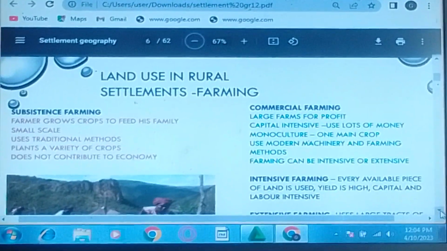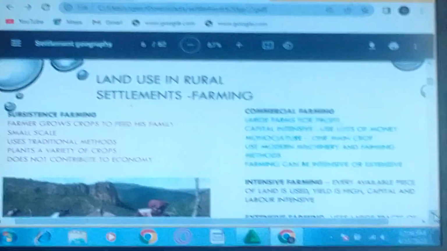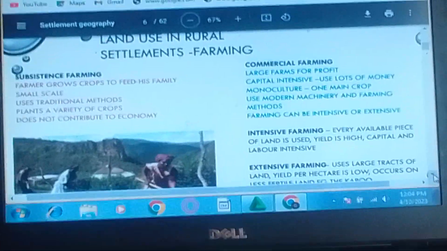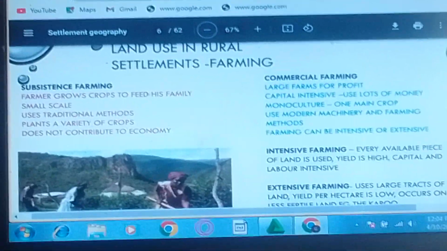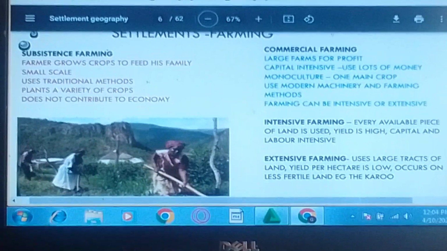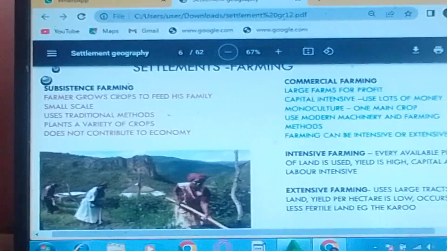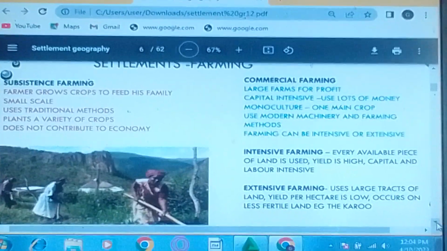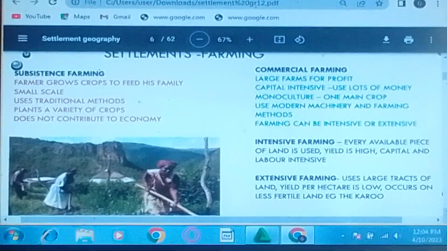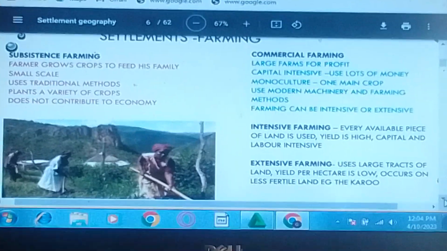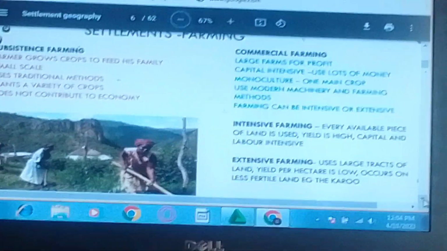Now, what is the land use in rural settlements? I'm sure you can actually see the land use of rural settlements. If we look at the diagram there, they are mainly concerned with farming. What type of farming? Basically subsistence farming, where the farmer grows for his own family, using traditional methods and planting a variety of crops. And because they mainly farm for family consumption, they don't contribute to the economy.